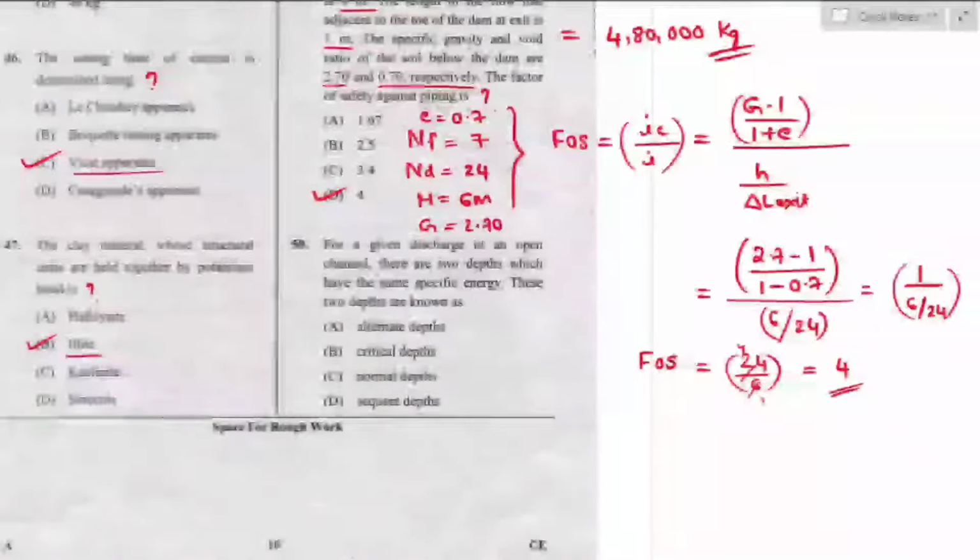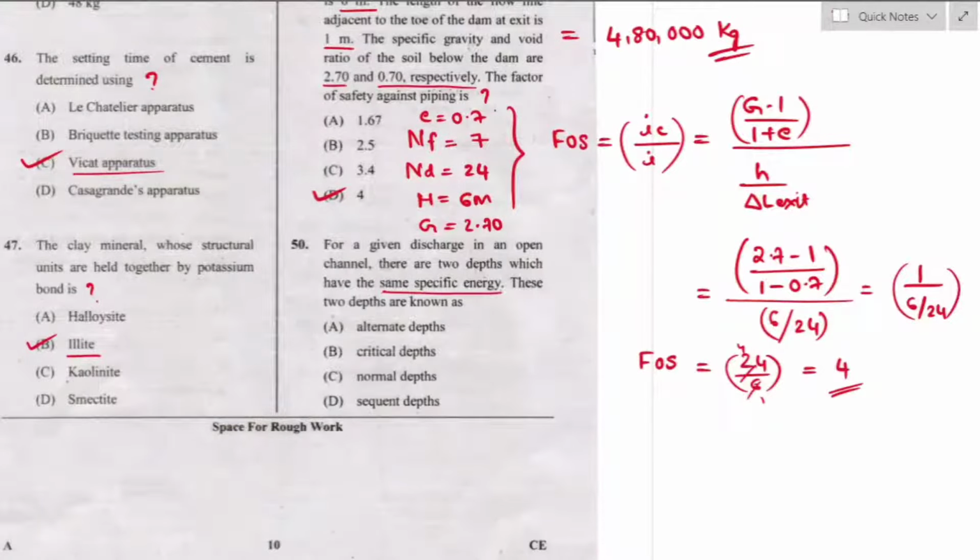Question number 50. For a given discharge in an open channel, there are 2 depths which have the same specific energy. These 2 depths are known as alternate depths. Option B is the right answer. The critical depth is the condition of minimum specific energy, known as critical flow condition. So this completes the part 1 questions of this question paper.